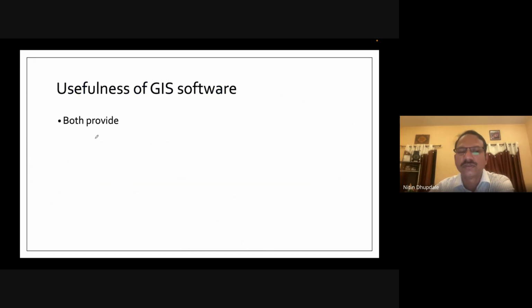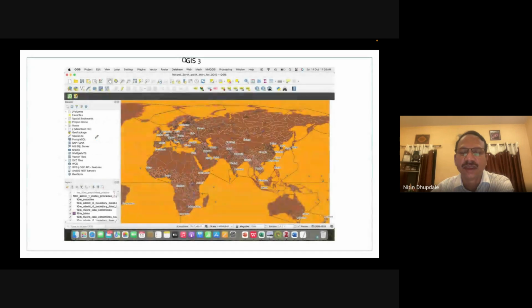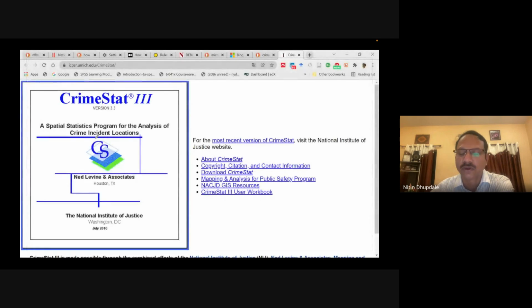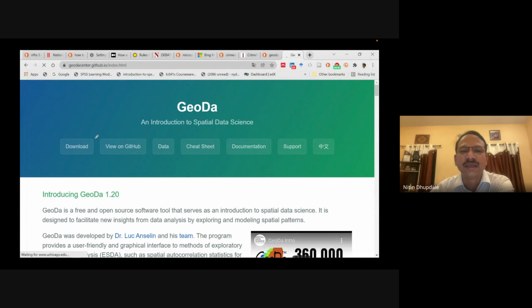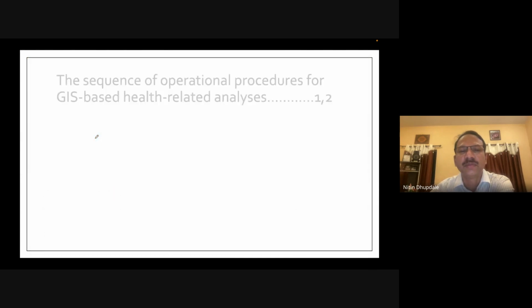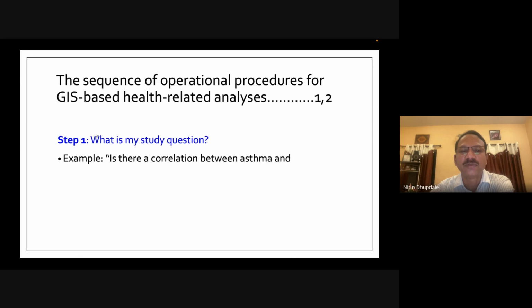Okay, so GIS helps us a lot in spatial epidemiology to construct our maps, do the data entry and do some statistical techniques. This is our QGIS software, and this is a very old software which has not been used. GeoDa is another GIS freely available. So these are the various steps for how we can use spatial epidemiology with the help of GIS.